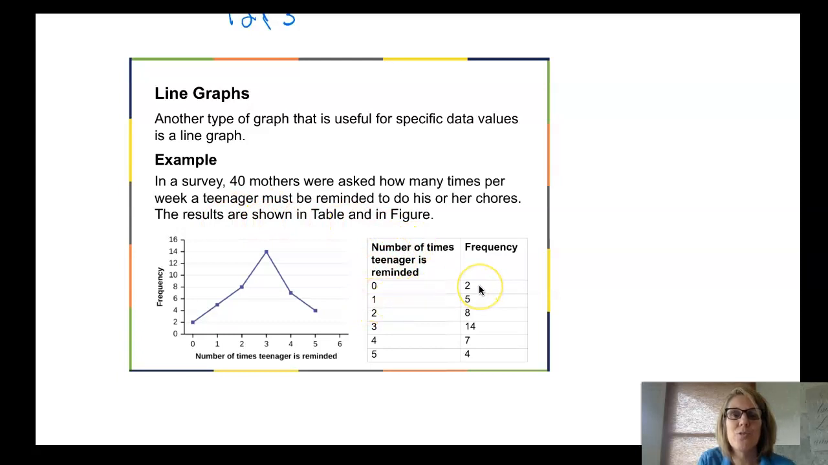So 0 times, there were 2 teenagers that did their chores and didn't have to be reminded. Shocking, right? There were 5 teenagers here that only had to be reminded once. There were 8 teenagers that had to be reminded twice. There were 14 teenagers that had to be reminded 3 times. 7 teenagers that had to be reminded 4 times. And 4 teenagers that had to be reminded 5 times. So then basically we just plotted those points here. The number of times teenagers are reminded is along the horizontal axis, and the frequencies are always on the vertical axis. The most teenagers need to be reminded about 3 times, it looks like.